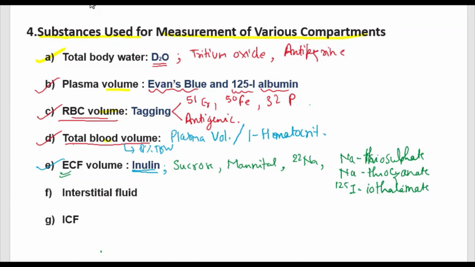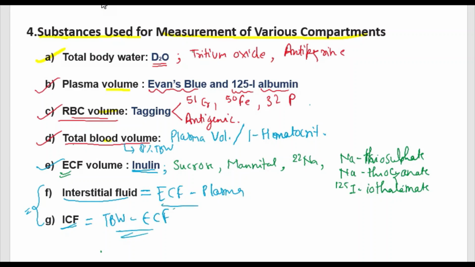And the last two, interstitial fluid and intracellular fluid, we cannot measure directly. We use formulas for estimating them. The formula for interstitial fluid is extracellular fluid minus plasma, and for the intracellular fluid it is total body water minus extracellular fluid.